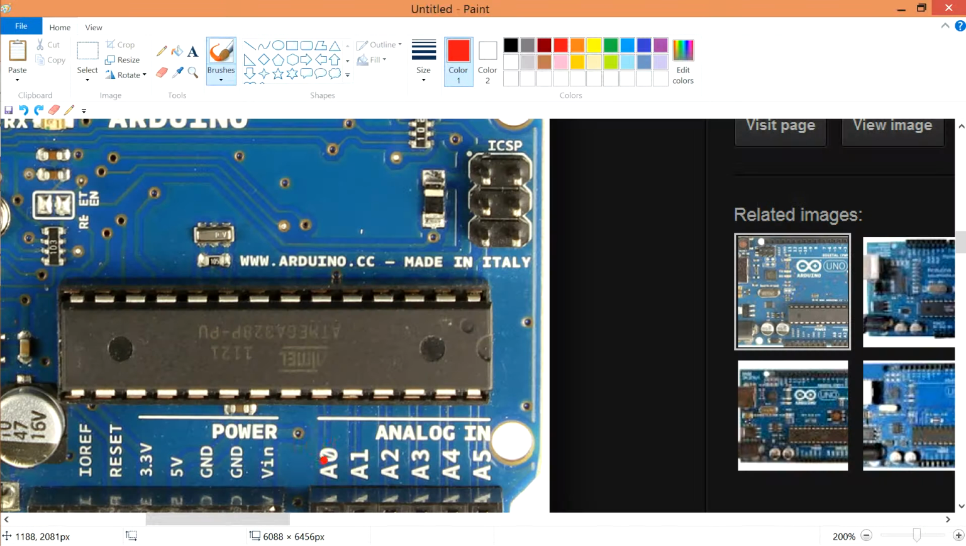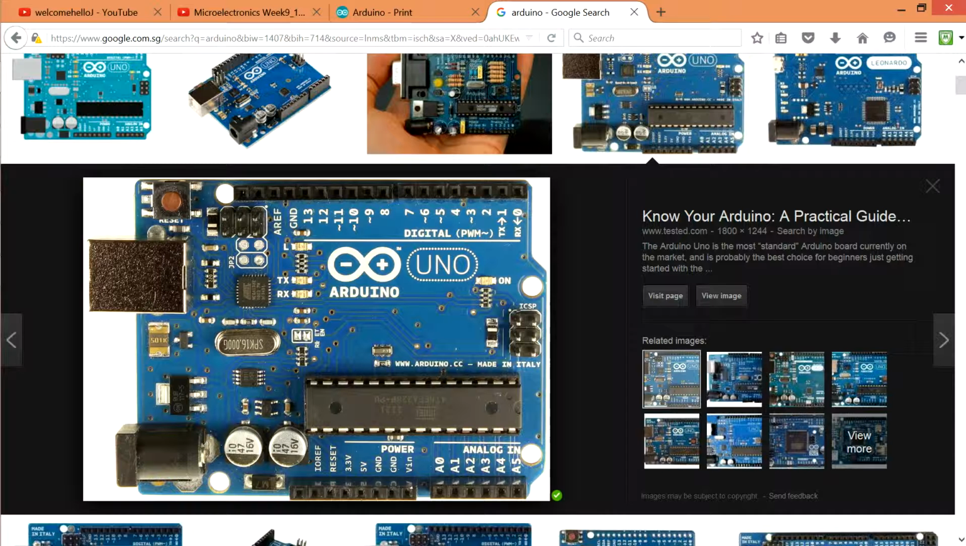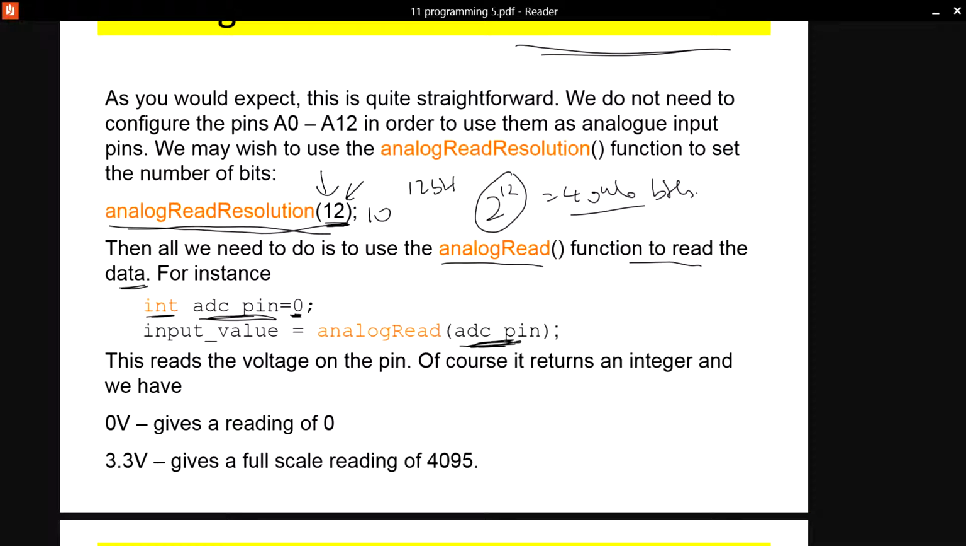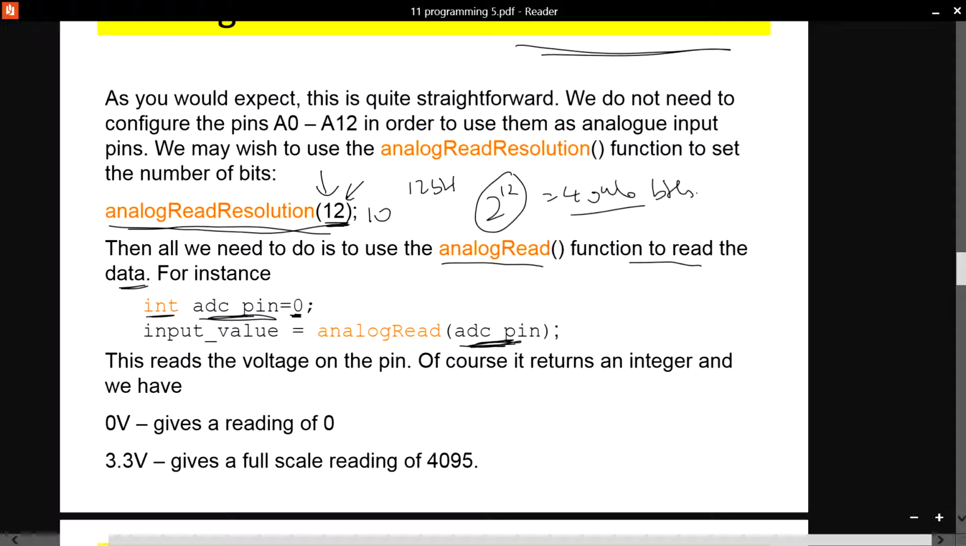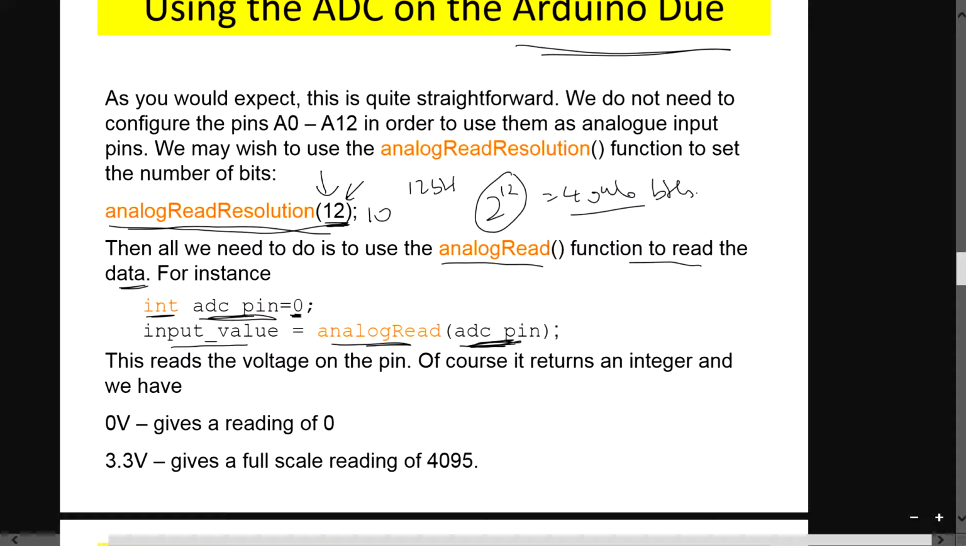So you tell the system that I actually connected it to pin A0, according to my button. So this is what it is trying to say. Initially your pin is equal to 0, so input value is equal to you read your pin, which is actually pin 0.